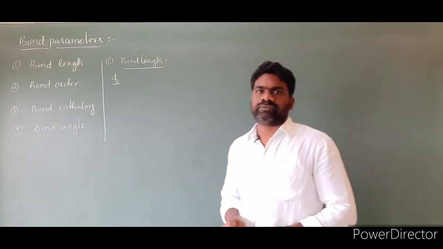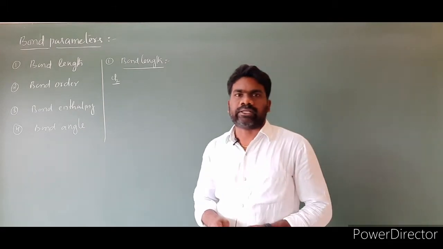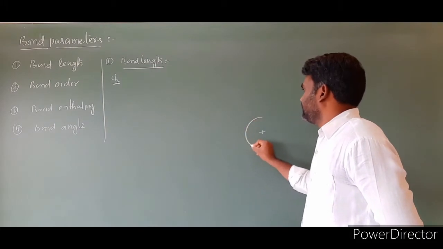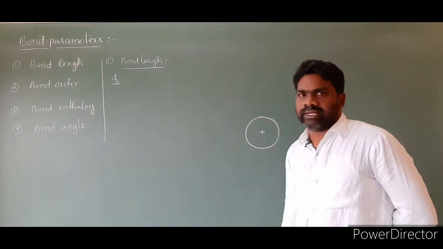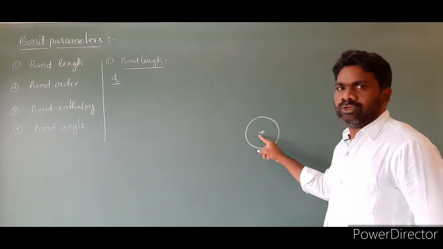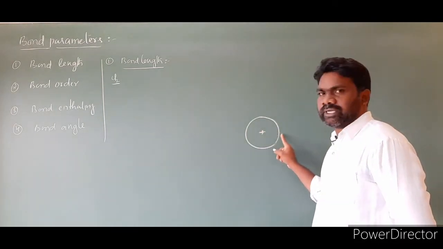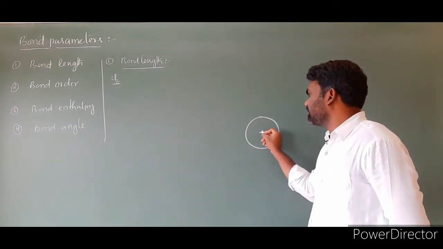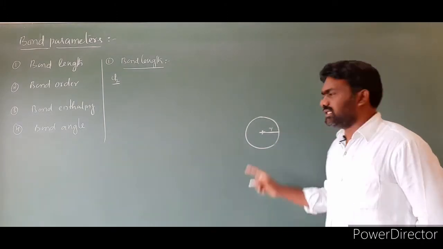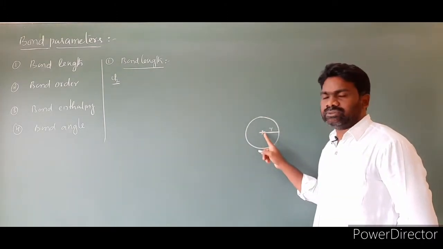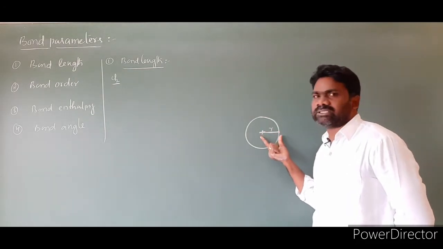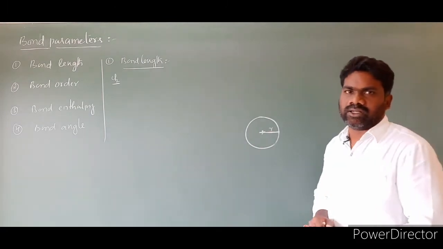Before going to that, first we have to understand what is the meaning of atomic radius. So this is an atom, with its nucleus. The distance from the center of the nucleus to the outermost energy level where the electron is located is called the atomic radius. I am labeling it as R.